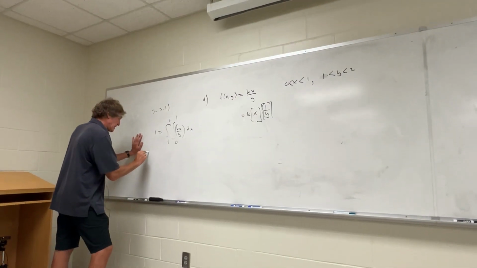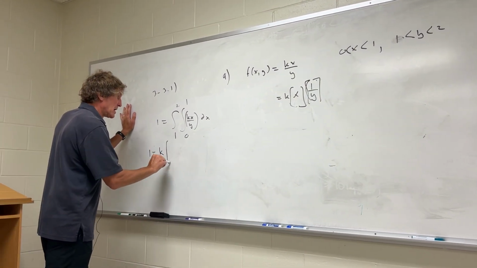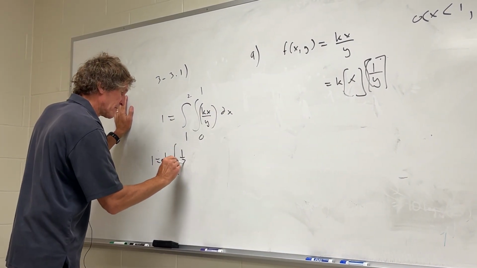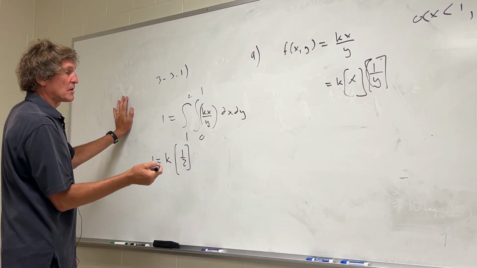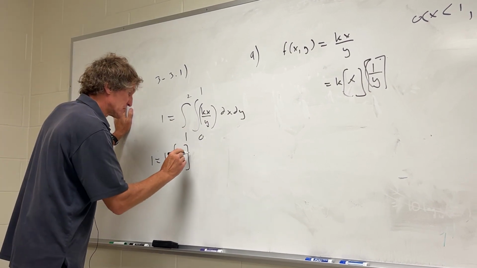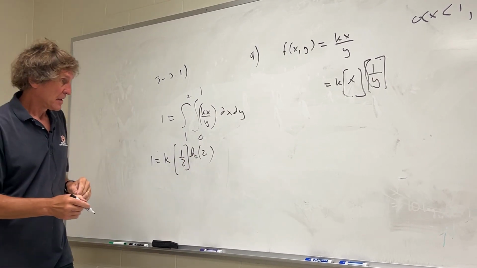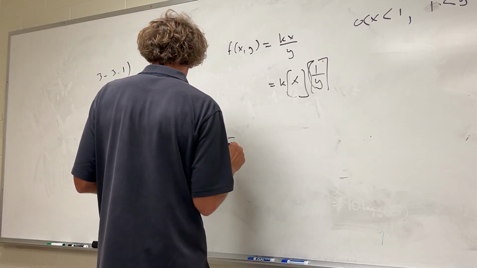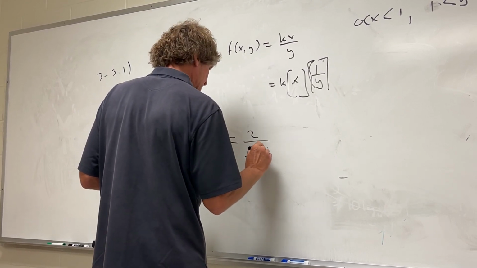Well, I have 1 equal to, and I'll put the k out in front, and then I'm going to do the integral of x dx, which is x squared over 2 from 0 to 1, which is 1/2. And then I have the integral, I should have put dy here, of 1 over y dy, that's natural log of y, and it goes from 1 to 2, or natural log of 2. You all agree with this? Now, that means my k value, to make this a legal function, would have to be 2 over the natural log of 2.